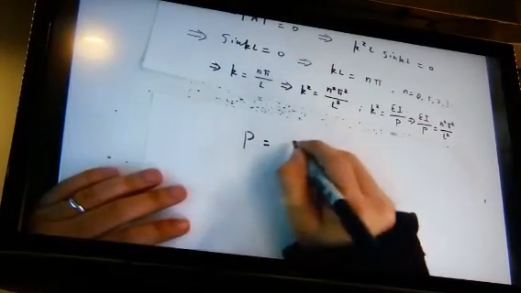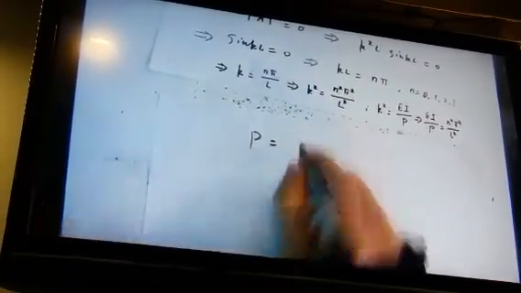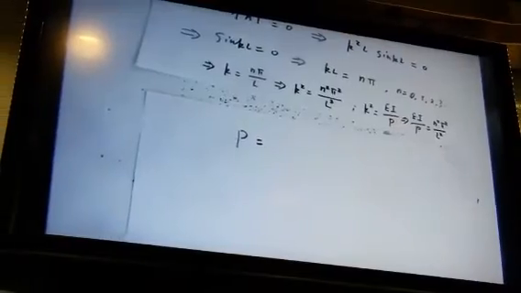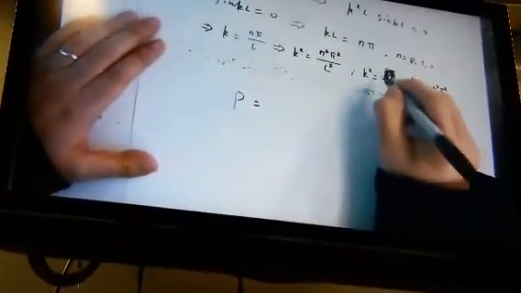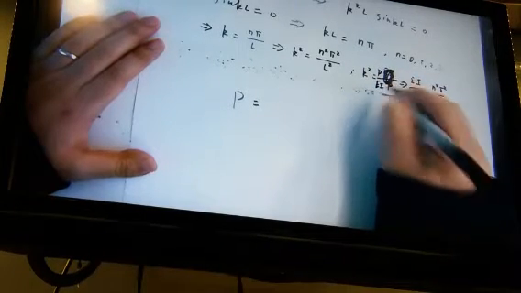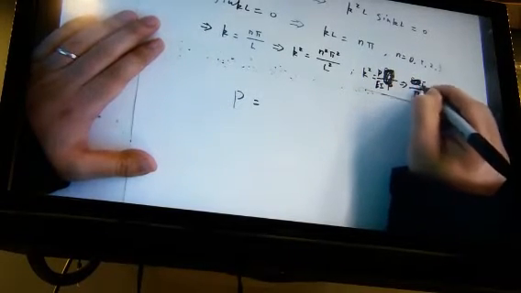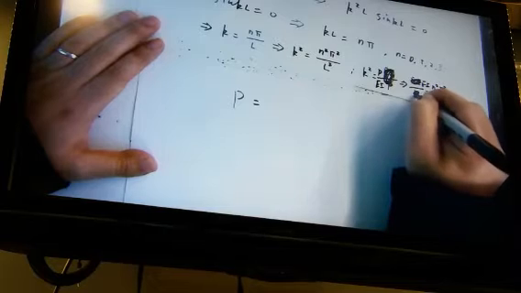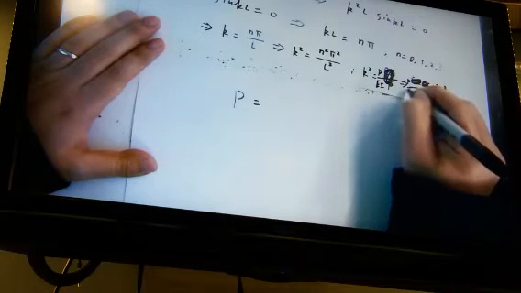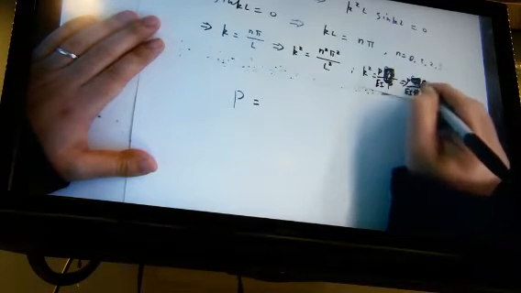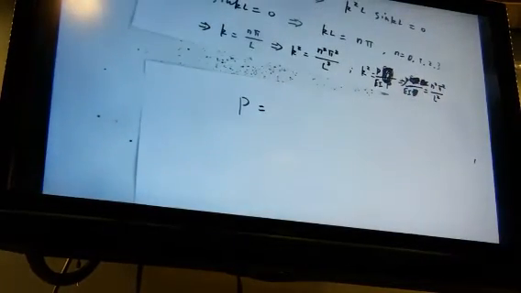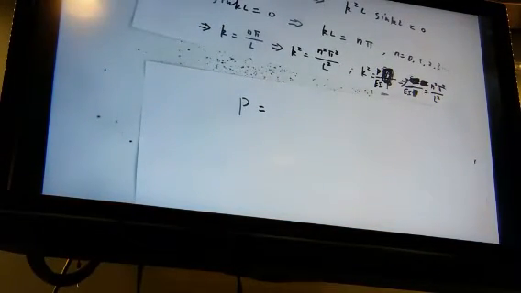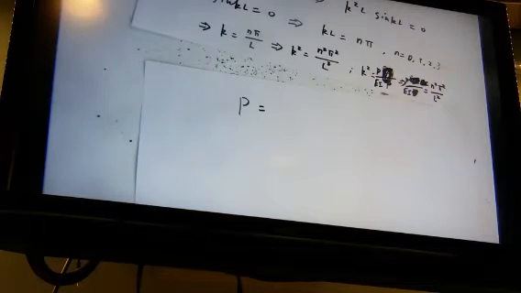And then what is P? P will be... I made a mistake. This is P divided by EI. Sorry. I have many tables in my notes. So K squared is defined as P divided by EI from the beginning, not EI divided by P.